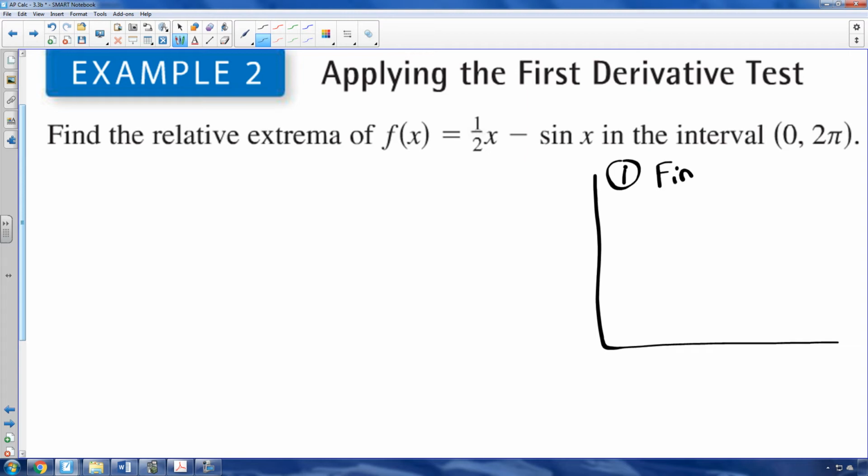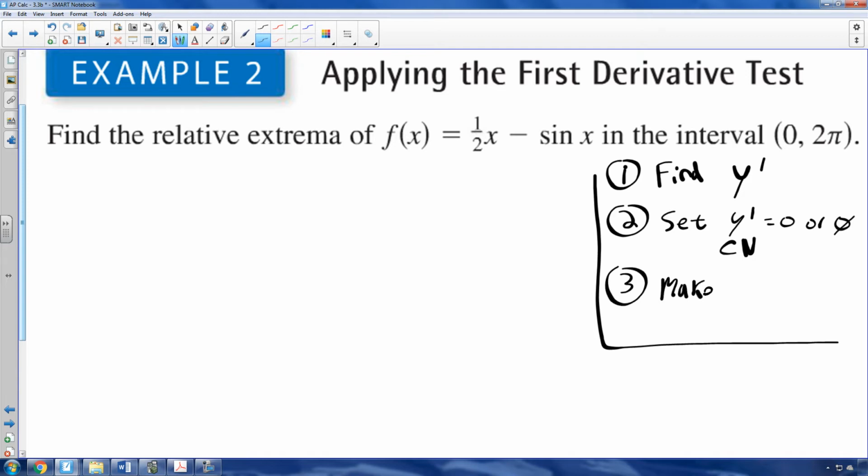Find the derivative. Set the derivative equal to 0 or undefined, which will give you your critical numbers. And then you're going to want to make a number line and analyze that number line. That's pretty much what you want to do. So let's go through that process together on this one.